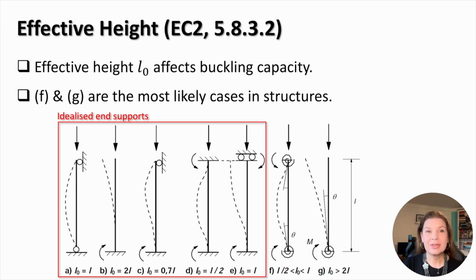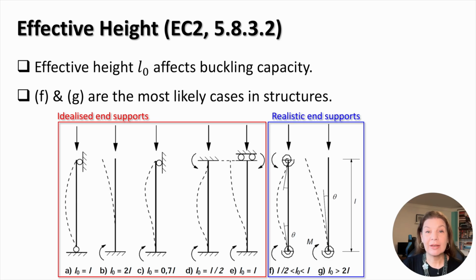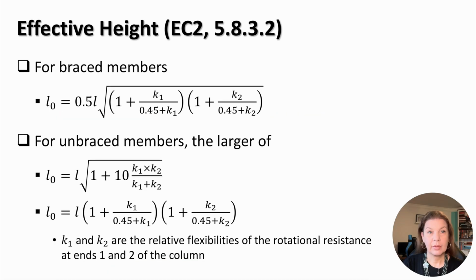Real pin supports still resist rotation, for example due to friction, corrosion, and imperfections in support components, while the fixed supports cannot completely prevent rotation. Therefore, the supporting conditions F and G are really the most likely cases in structures in reality. The bracing conditions of the frame containing the column considered influence the column effective height. Here you can see the formulas used for the evaluation of the column effective height, depending on bracing conditions and the relative flexibilities of the rotational resistance at column ends.